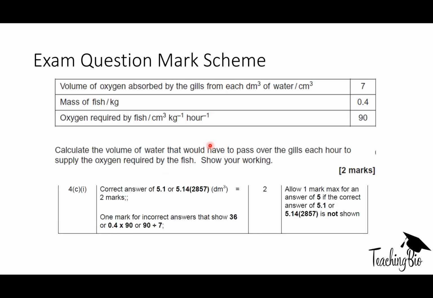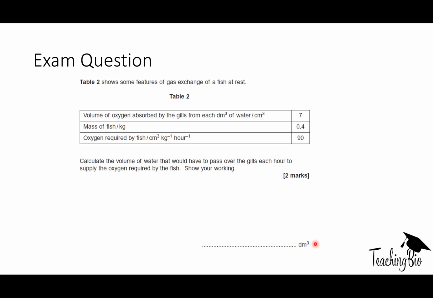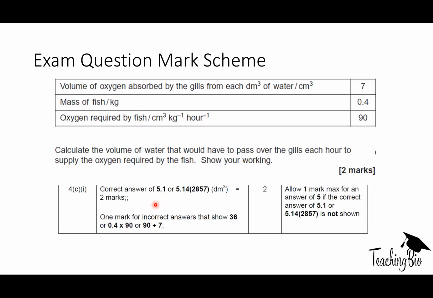Okay, so for this question here, you had to calculate the volume of water that would have to pass over the gills each hour to supply the oxygen required by the fish. So it can seem a bit confusing, this answer, but it's not as bad as it seems. Ultimately, all you have to do is manipulate these numbers in the right way.